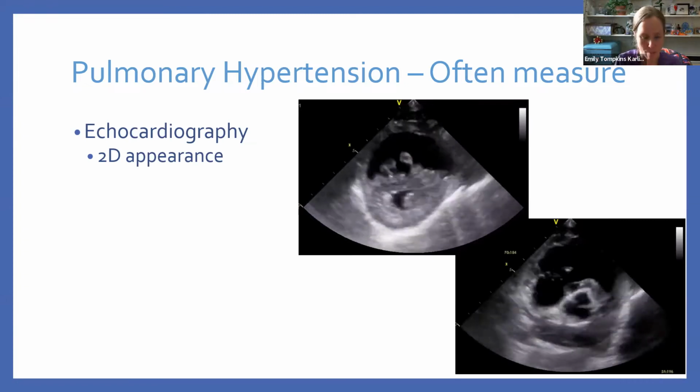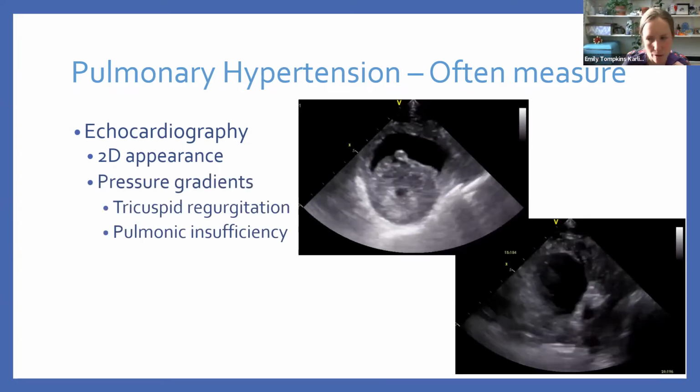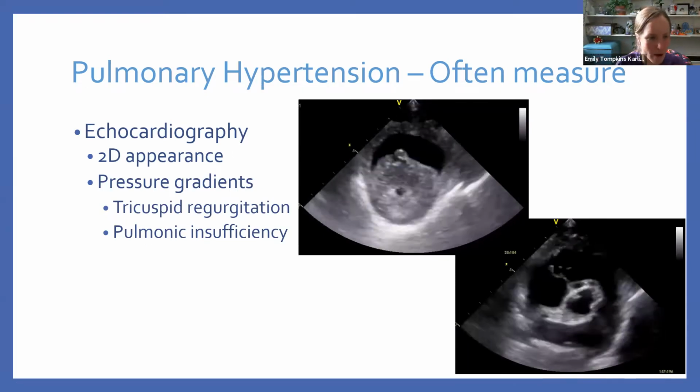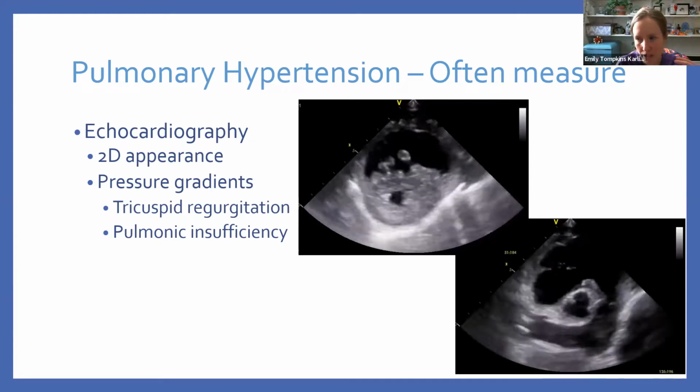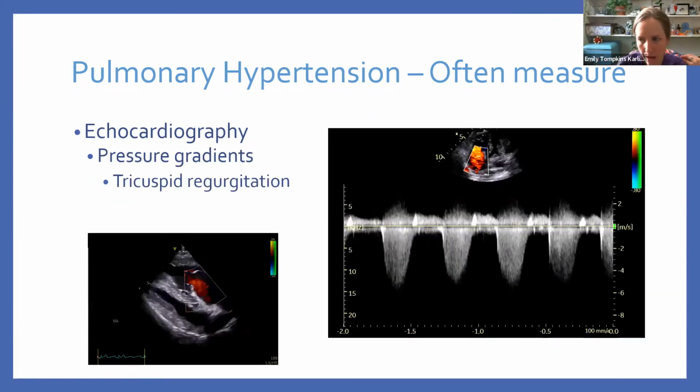But we really like numbers. And so we really like measuring pressure gradients when it comes to pulmonary hypertension, specifically the tricuspid regurgitation and the pulmonic insufficiency, because those are going to give us a lot of information about what the pulmonary arterial pressures might be. So first, tricuspid regurgitation. So you guys see us do this all the time.